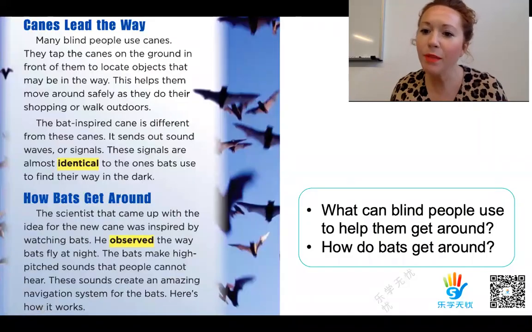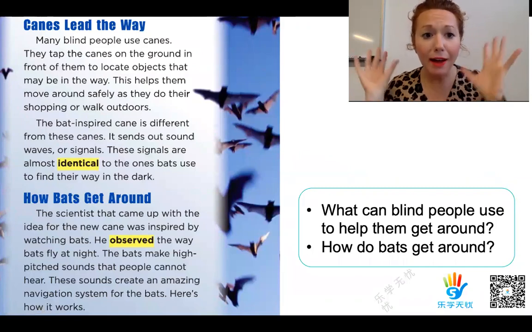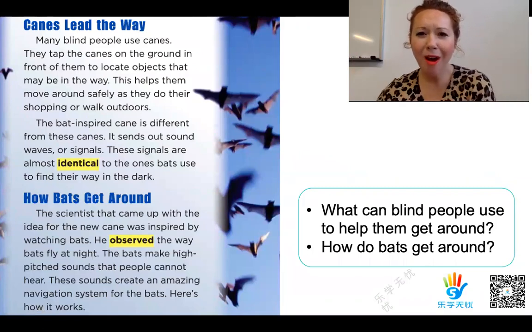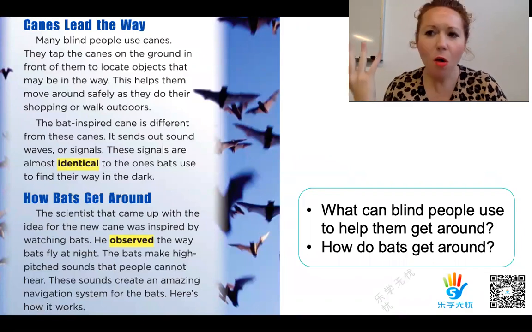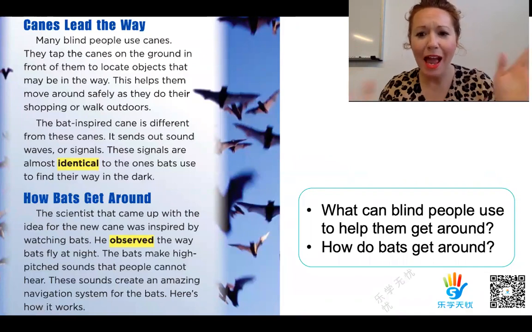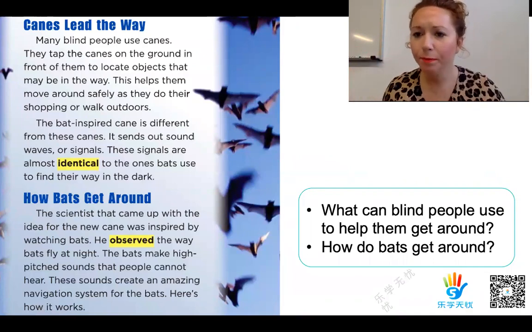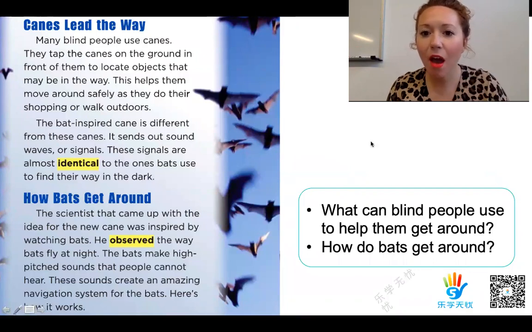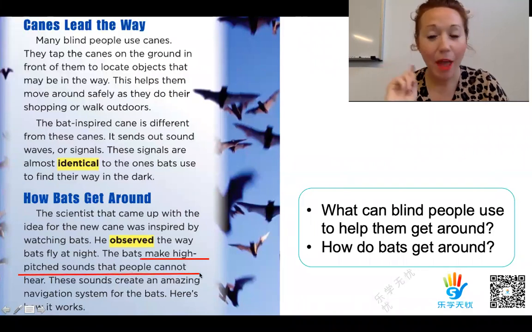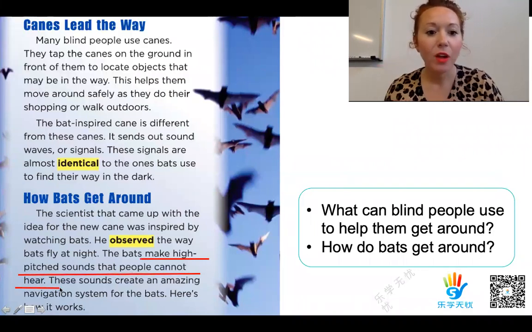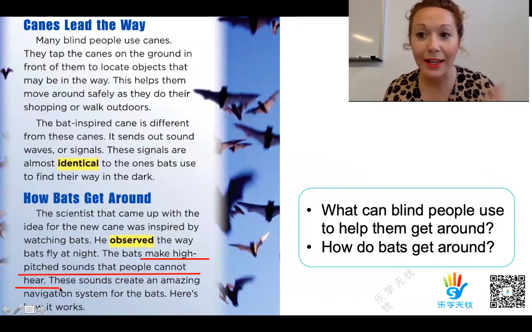So what can blind people use to help them get around? A cane, very good. Now, how did bats inspire this new cane? How is it that the bats get around? Okay, so they are making some very high-pitched sounds that people cannot hear. Okay, so these sounds are like a navigation tool, so it's showing the bats how to get around.